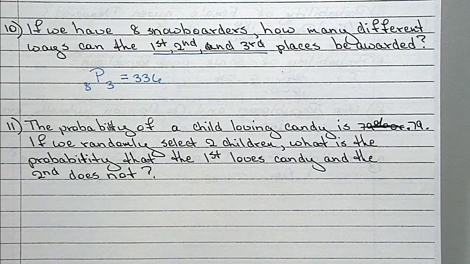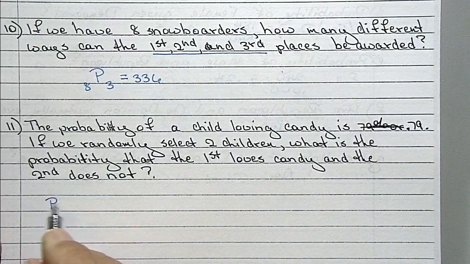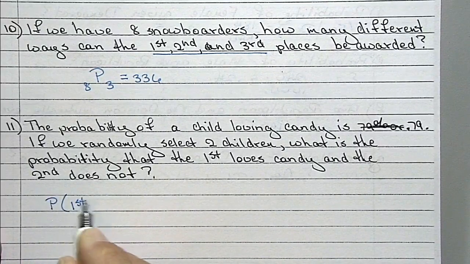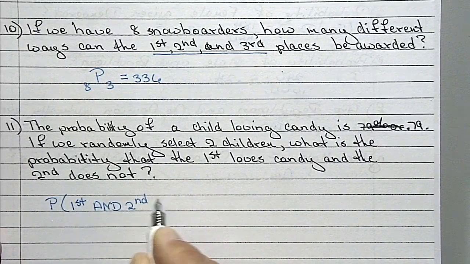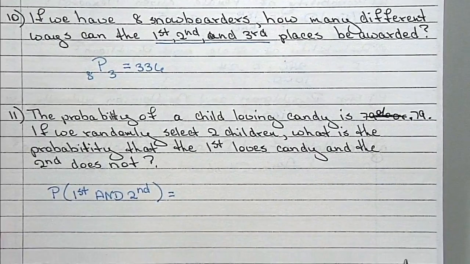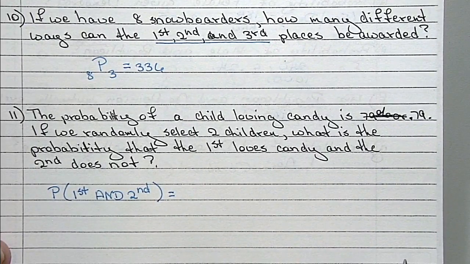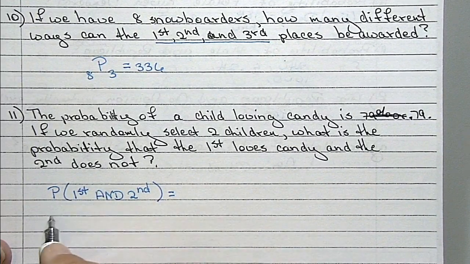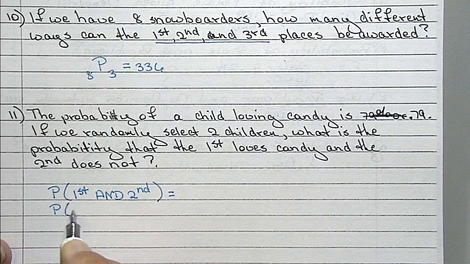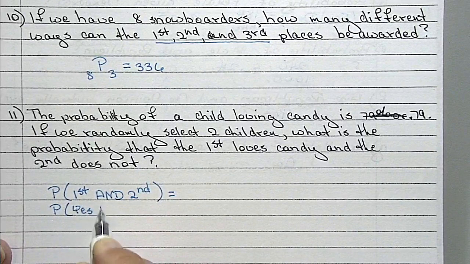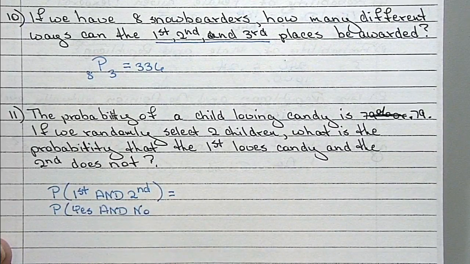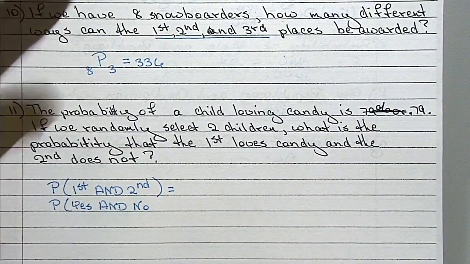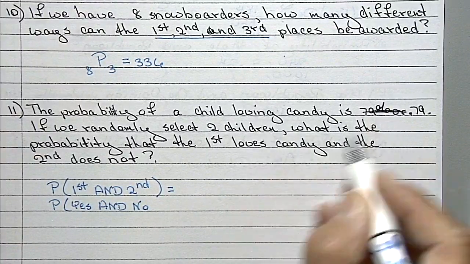So if we have the probability of the first and the second loving candy, and we have 2 independent events, all we do is multiply their probabilities together, isn't it? Okay, so this one is the probability of yes and no, isn't it? What's the probability of yes? Well, the probability this child loves candy is 0.7.